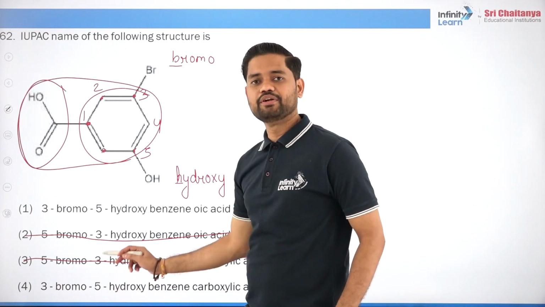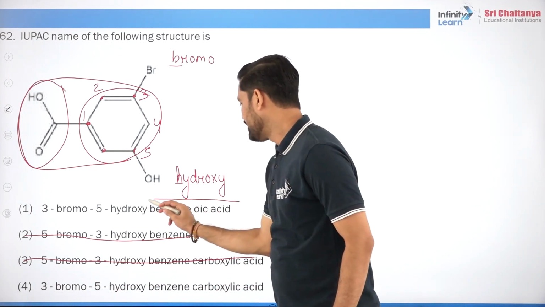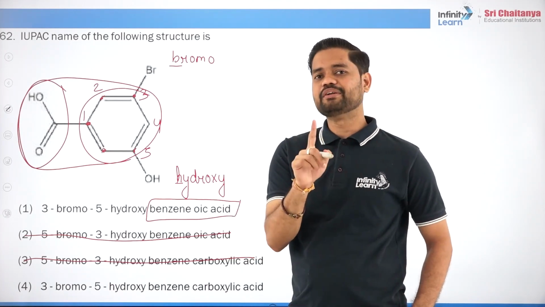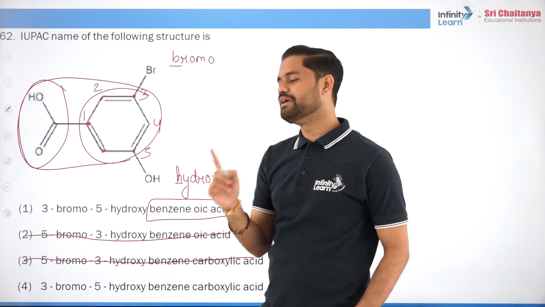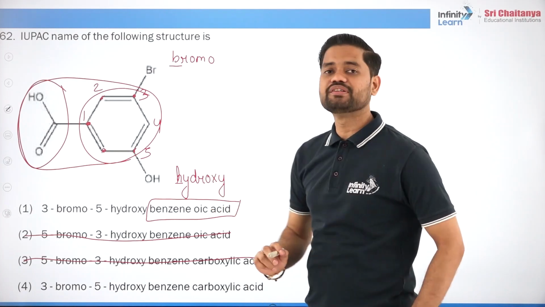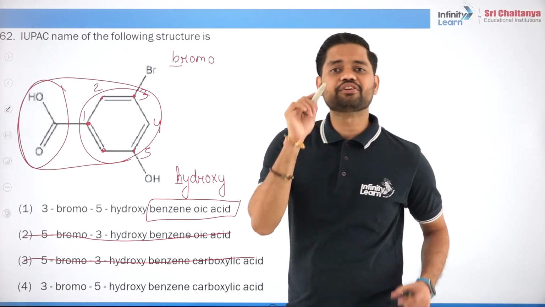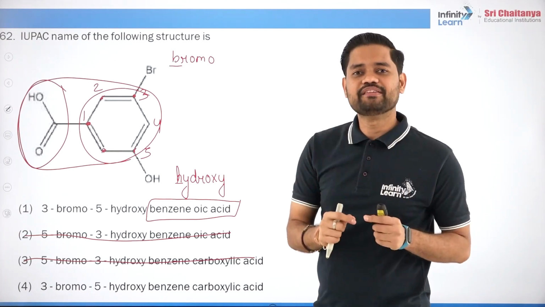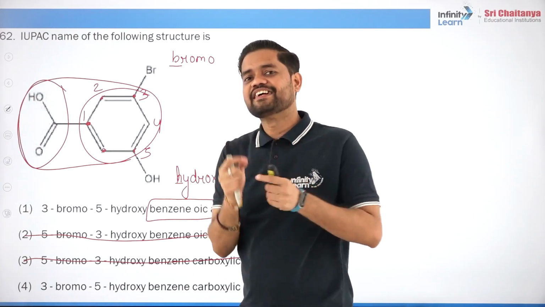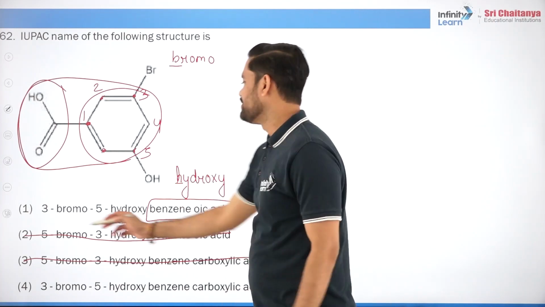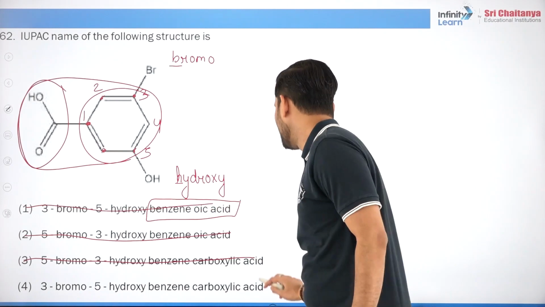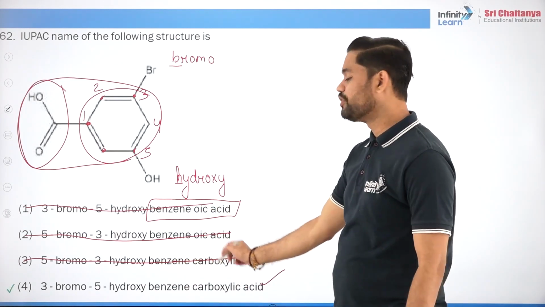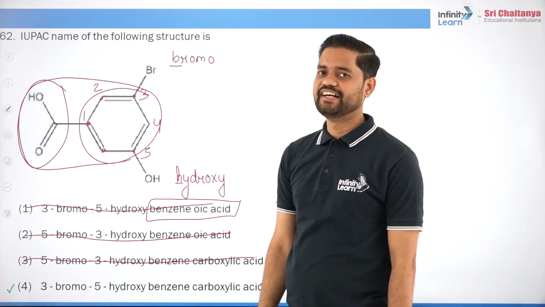Now there is a fight between two, but over here what they have used is the common name, which is accepted by IUPAC, no doubt in that. But whenever there is a fight between benzoic acid and benzene carboxylic acid, benzene carboxylic acid will win, because benzene carboxylic acid is the actual IUPAC name, whereas benzoic acid is only an accepted name. So I'll cancel out this as well. Hence the right option is option number 4, and that is 3-bromo-5-hydroxy benzene carboxylic acid.